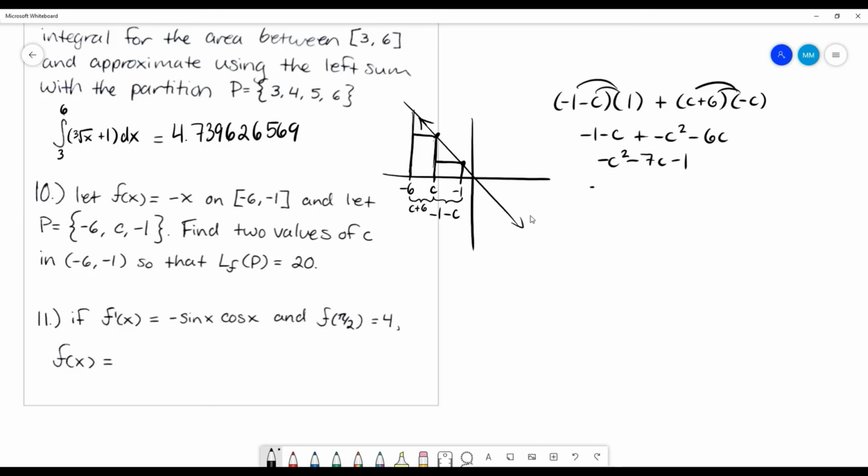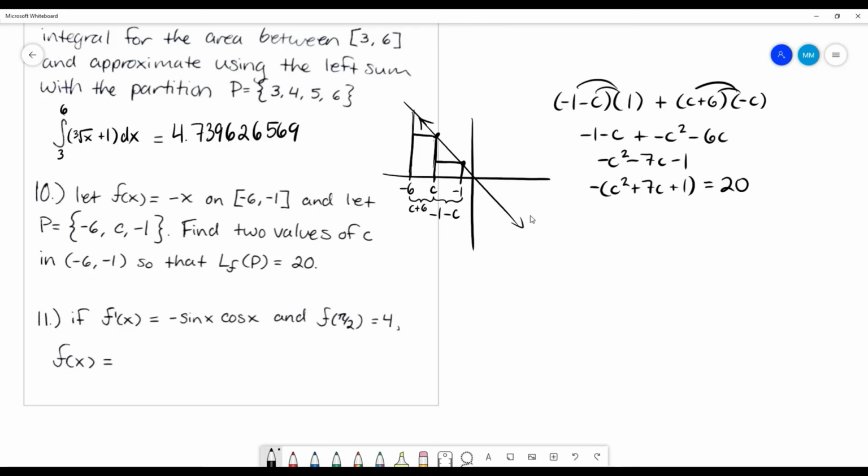Okay, we'll factor out a negative there. So it's c squared plus 7c plus 1. I don't know that we can factor that, so we might have to use the quadratic formula for this. Oh, and I forgot a step, and I think I keep forgetting this step. So we want to set this equal to 20, because whatever this sum is, it's going to be equal to 20. That's what we're looking for.